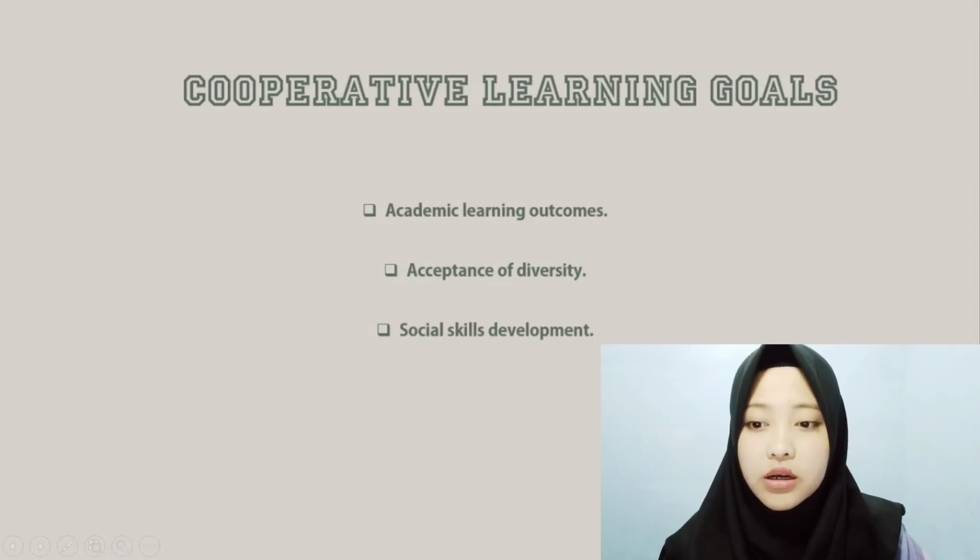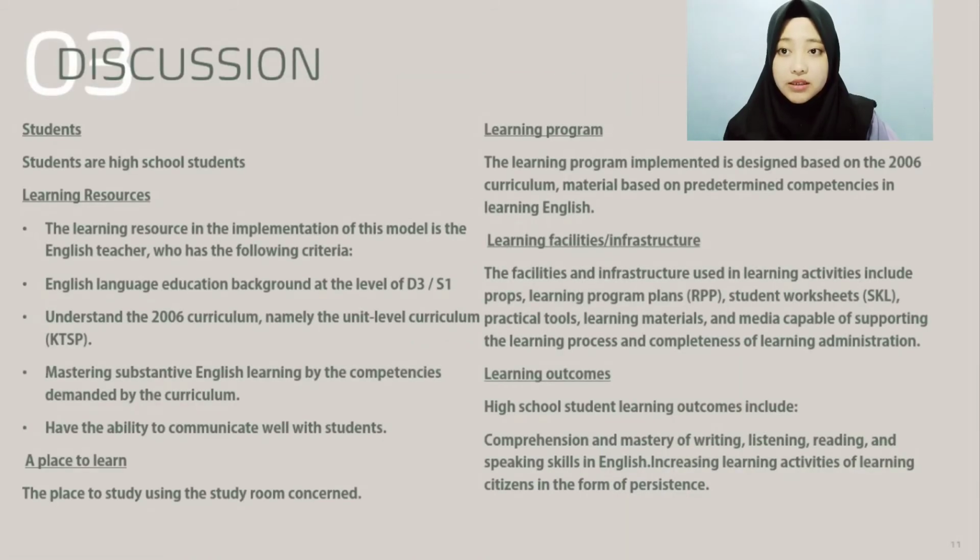Cooperative learning goals: 1. Academic learning outcomes. 2. Acceptance of diversity. 3. Social skill development. 3. Discussion. Students are high school students. 2. Learning resources. The learning resource in the implementation of this model is the English teacher. 3. A place to learn, the place to study using the study room concerned. 4. Learning program, the learning program implemented is designed based on the 2006 curriculum. 5. Learning facilities. And 6. Learning outcomes.